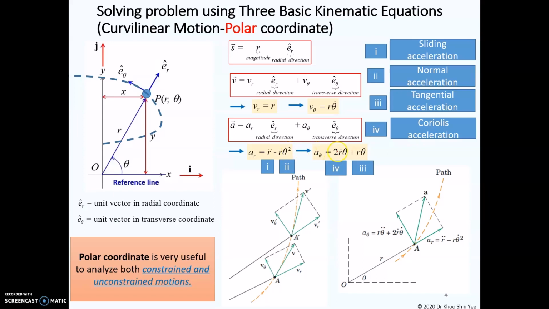These four acceleration components are called the sliding acceleration, normal acceleration, Coriolis acceleration, as well as the tangential acceleration. Bear in mind you have two velocity components and four acceleration components in the polar coordinate. Polar coordinate is very useful to analyze both constrained and unconstrained motion.